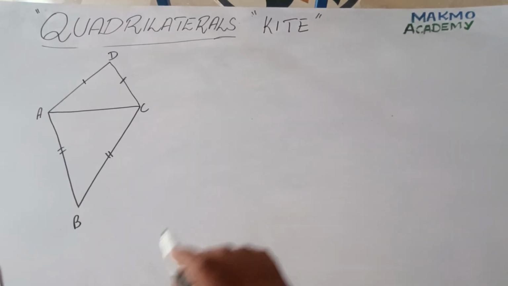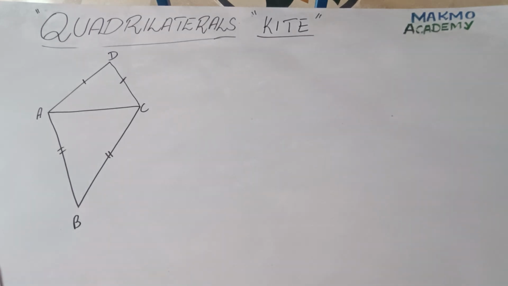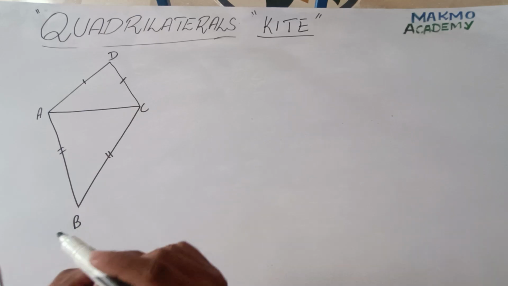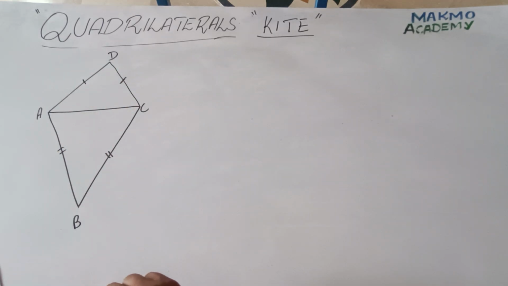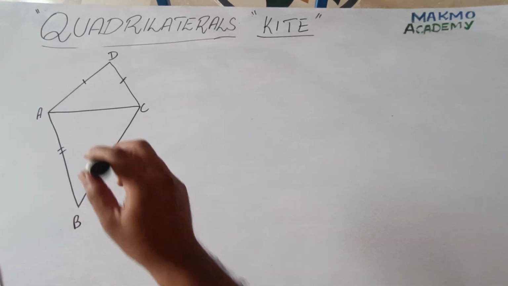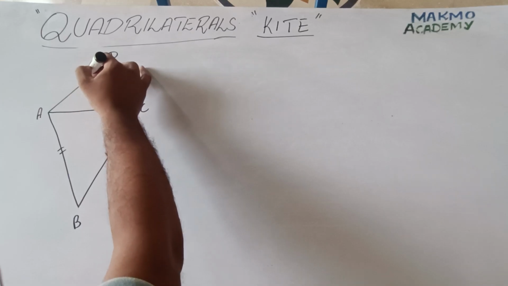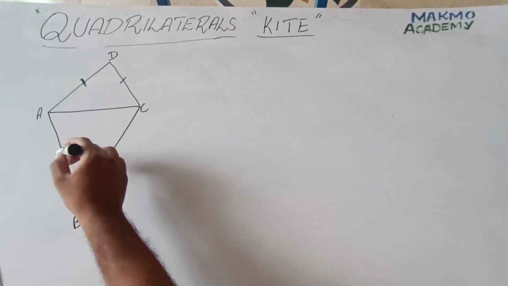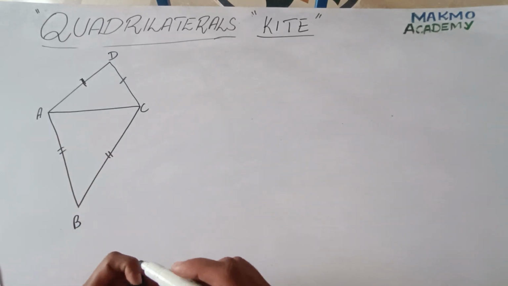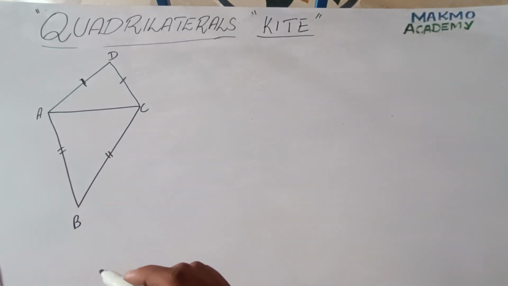Now guys, let's move towards the last type of quadrilateral, which is the kite. A kite is also a four-sided figure, 1 2 3 4, and there are a few properties. So two adjacent sides are equal. These two are adjacent sides, and these are equal in length. Whatever the length of AD would be equal to CD, and these two adjacent sides are equal in length. So this is the first basic property.